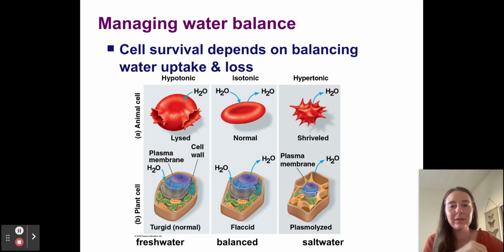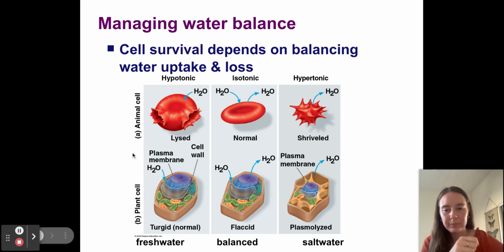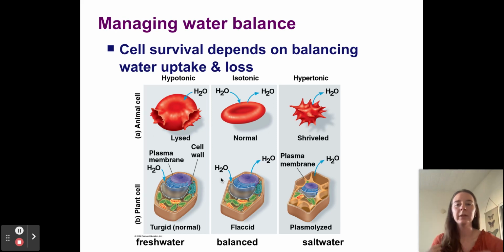Well, cell survival depends on balancing water uptake and loss, because cells are often bathed in water. Like when you're thinking about your red blood cells, they're in this plasma that has a lot of water in it. And so depending on the concentration of water or other molecules or ions in your blood, that's going to change the direction of water flow. So let's look at an animal cell. Let's first look at the top here, and then we'll look at the bottom. This is really good practice. This is something that you're going to want to make sure you understand for this unit.